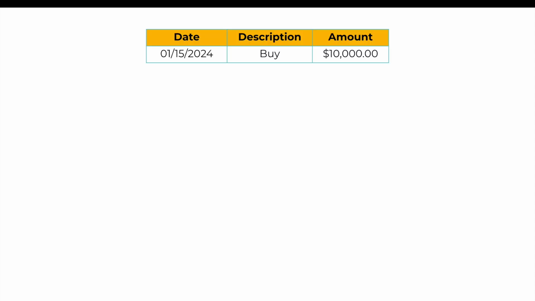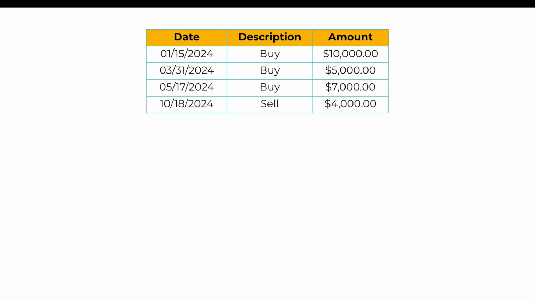Consider a scenario where we buy a stock in different stages. On January 15th, 2024, let's imagine we invested $10,000. In March, we again invested another $5,000, and we continue making more investments throughout the year. Now, imagine the value of our portfolio on December 31st, 2024 is $25,000. If I ask you to calculate the return you have made on these investments, how would you do it?